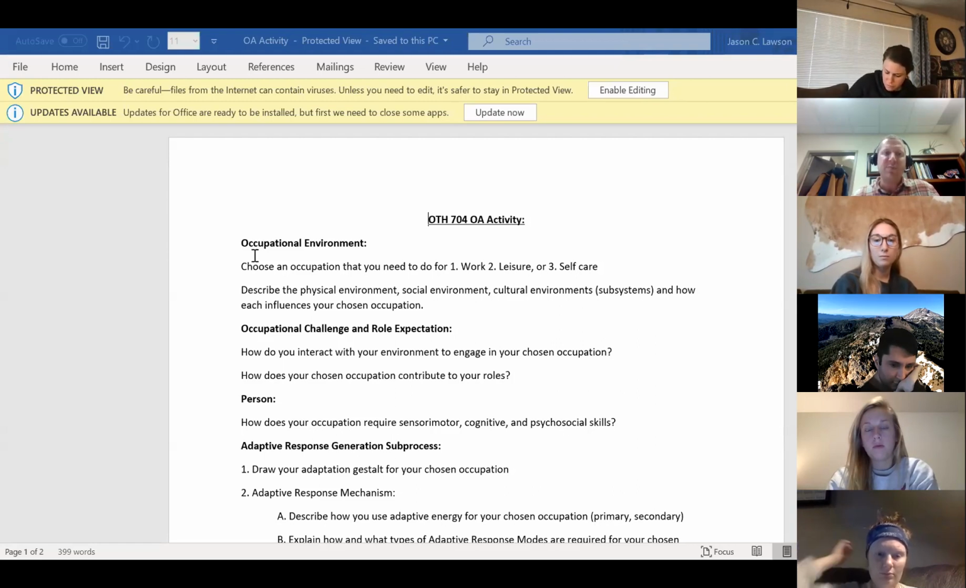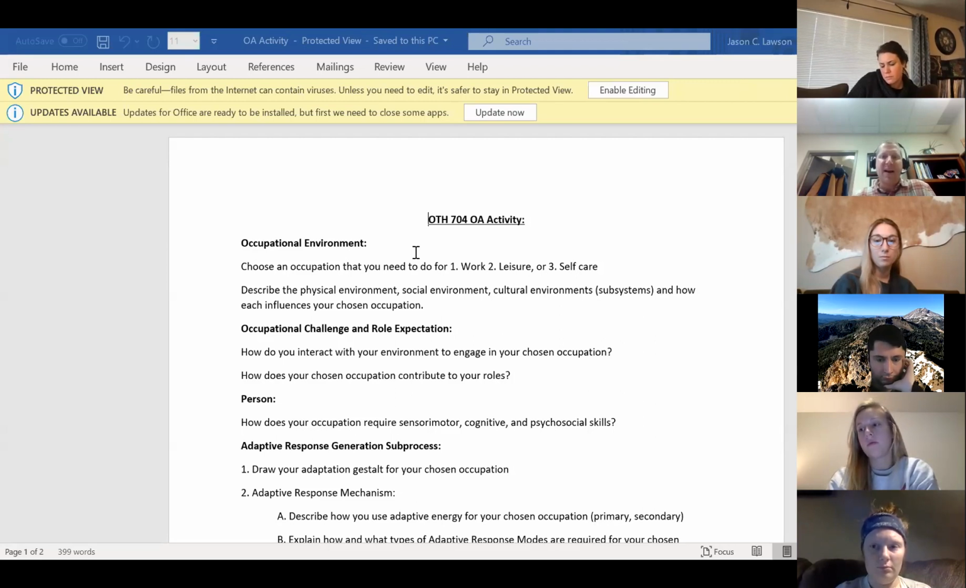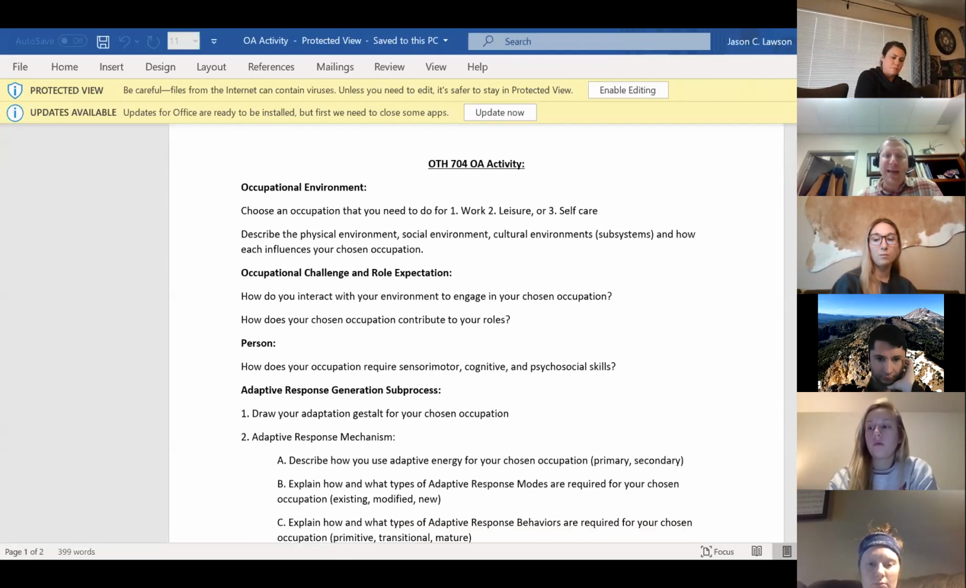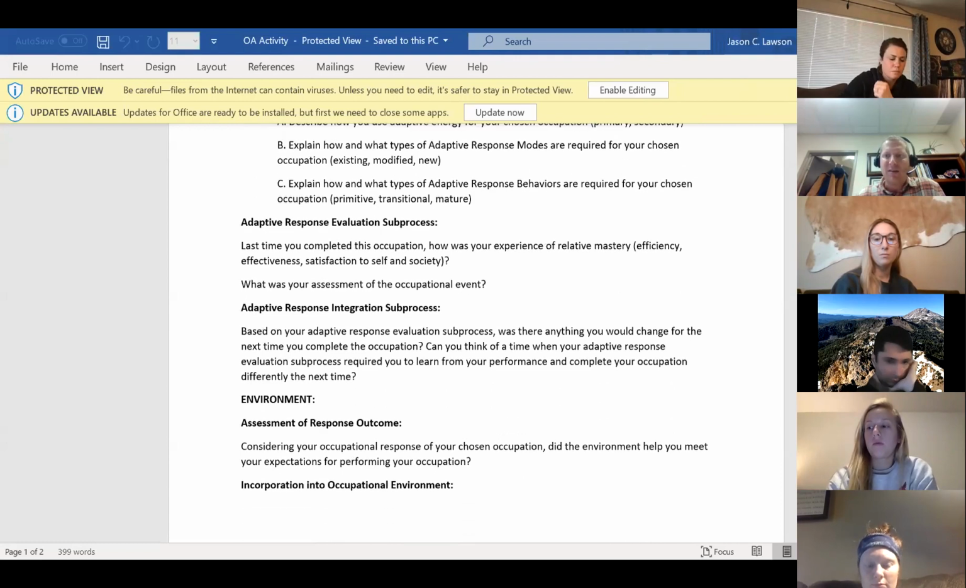So just in your small group, choose an occupation that you do either for work, leisure, self-care. Describe that environment, okay, looking at those subsystems. How do you interact with your environment? How does the chosen occupation contribute to your roles? Okay, so I have some very specific questions, making sure that we're hitting and targeting each of the main concepts of the OA model, okay?